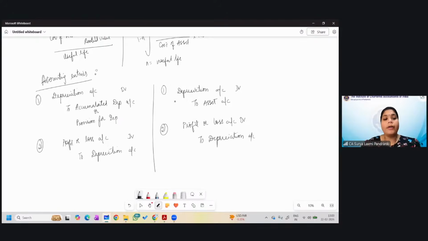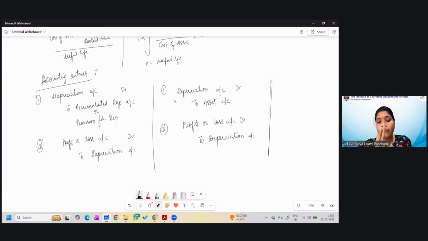Or you create an additional account. You are creating one more new account, which is the accumulated depreciation account or provision for depreciation account, and then you transfer that depreciation there and also to your P&L statement. Anything can be done. Anything is okay, but mostly people follow this easier method to transfer the depreciation to the asset and then the P&L statement also.